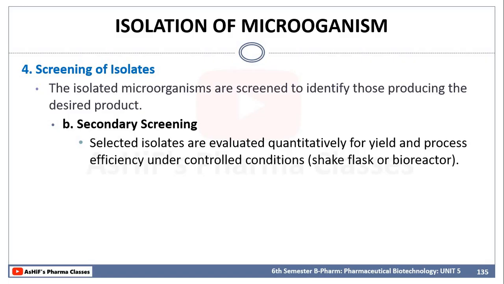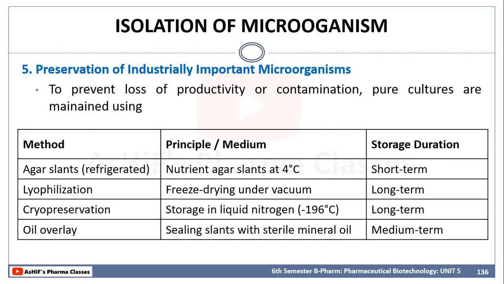And secondary screening: selected isolates are evaluated quantitatively for yield as well as process efficiency. So once it is identified qualitatively, its ability to produce enzyme or some kind of antibiotic, secondary screening is intended to evaluate the efficiency of formation. എത്രത്തോളം എമൗണ്ട് ഓഫ് ആന്റിബയോട്ടിക് പ്രൊഡ്യൂസ് ചെയ്യാനുള്ള എബിലിറ്റി ഉണ്ട്, എത്രത്തോളം എമൗണ്ട് ഓഫ് എൻസൈംസുകൾ പ്രൊഡ്യൂസ് ചെയ്യാനുള്ള എബിലിറ്റി ഉണ്ട് എന്ന് ചെക്ക് ചെയ്യാൻ വേണ്ടിയിട്ടാണ് സെക്കൻഡറി സ്ക്രീനിങ് നോക്കുന്നത്.